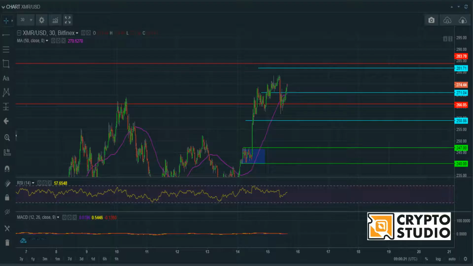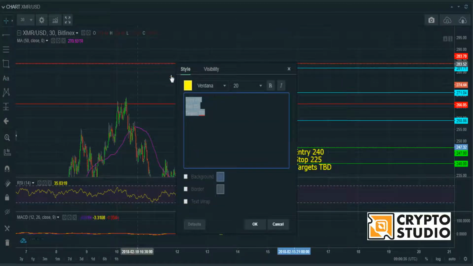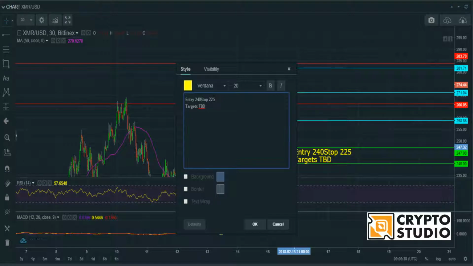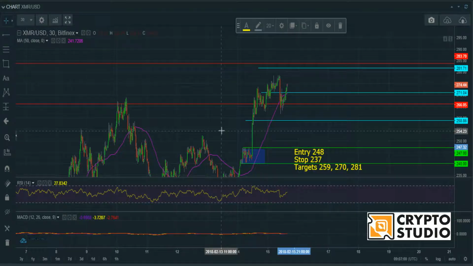On the 30-minute chart, the entry is going to be at 248. So it's going to be here, and this one does have targets. Okay. So I'm also going to write all these here. So entry on this one is going to be 248. The stop is going to be at 237. And the targets are going to be 259, 270, and 281. All right. So that's what I have for Monero.